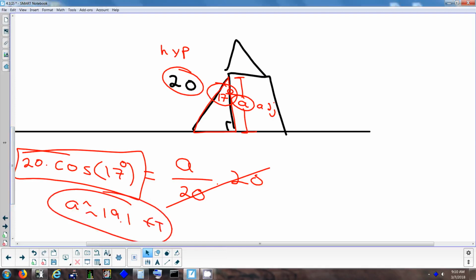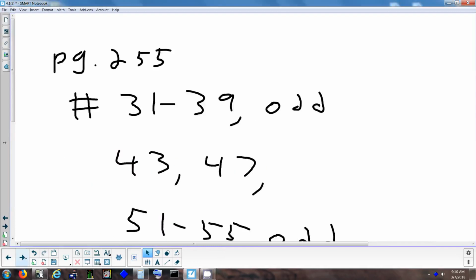Okay, kind of a weird measurement. We don't normally write tenths of a foot when we use English units. A tenth of a foot is like 1.2 inches. So it's like 19 feet 1 inch, roughly. It's close. Any questions on that? Perfect. So that's 4.1, part 2.